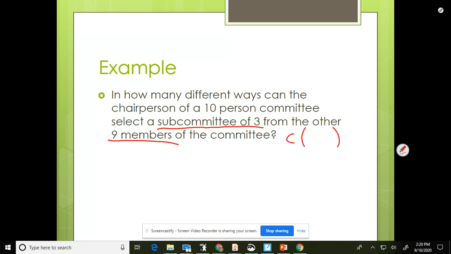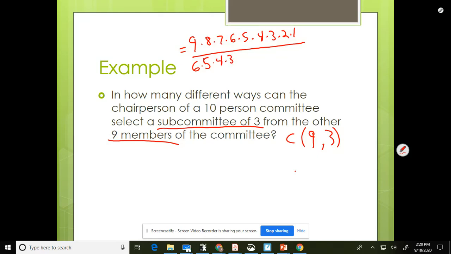All right. I have how many people to choose from. It's a 10-person committee, but I'm the chairperson, let's say. So I have 9 people to choose from. And I am choosing 3 of them. Okay. So working that out. Okay, so numerator should be 9 factorial. Denominator, I have the 9 minus 3 would be 6 factorial. 6 times 5 times the 3 factorial. Okay, I'm just using the formula there.